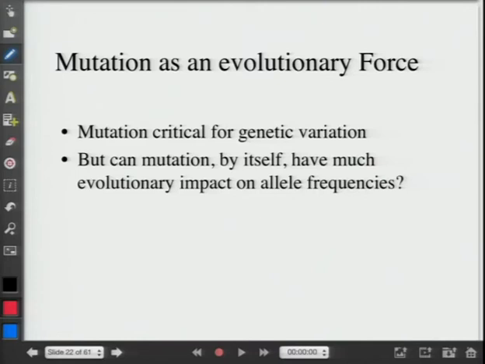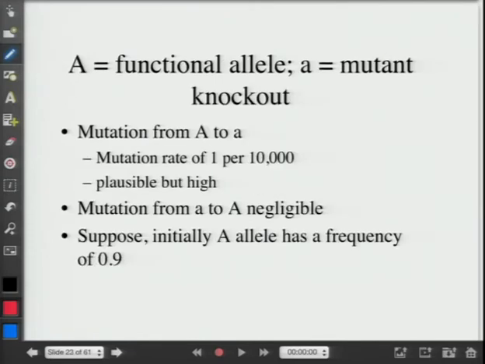The question now is, is mutation as an evolutionary force by itself an important, interesting cause of changes within populations of organisms? Does it have a significant evolutionary impact on allele frequencies? So, if you picture the big A allele as the normal functioning gene that causes a normal functioning protein, without which you'd be dead, a knockout mutation causes you to die, and we'll call that the little a knockout mutant.